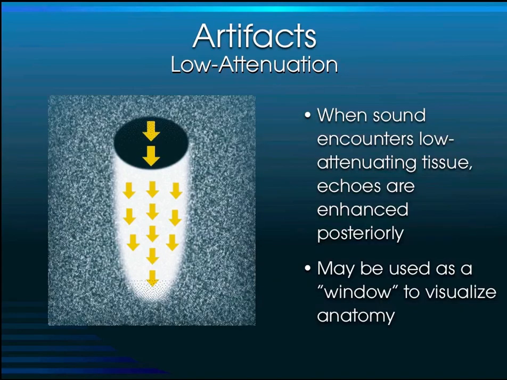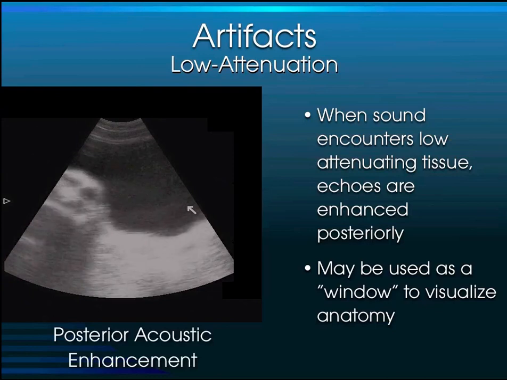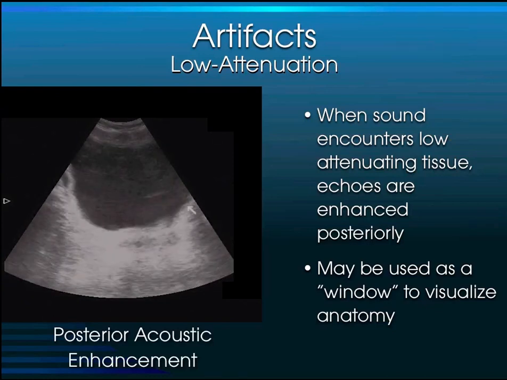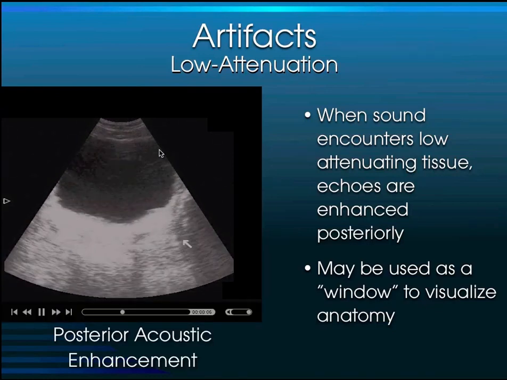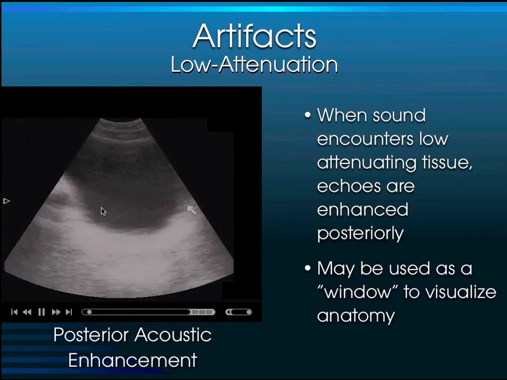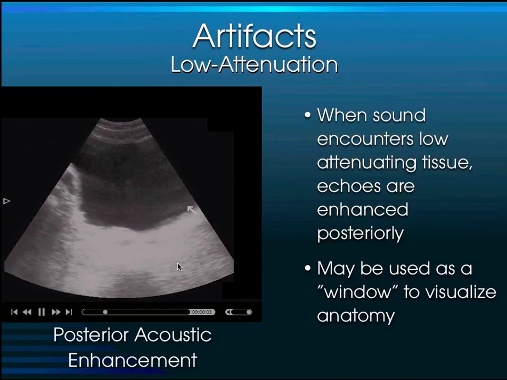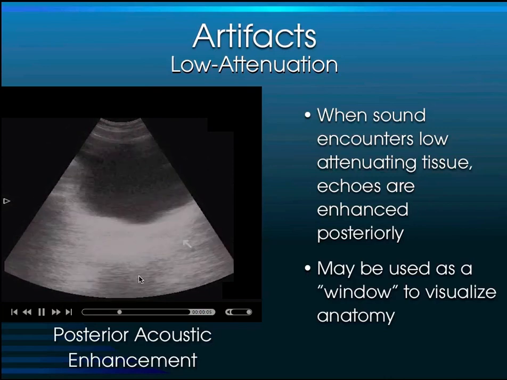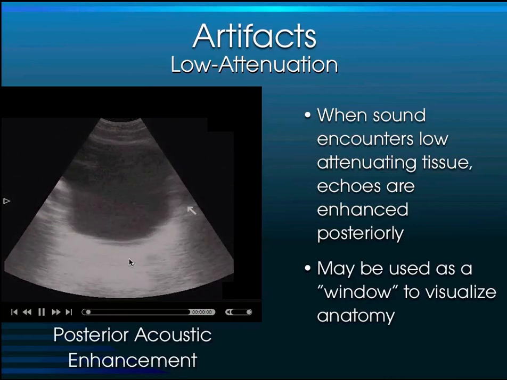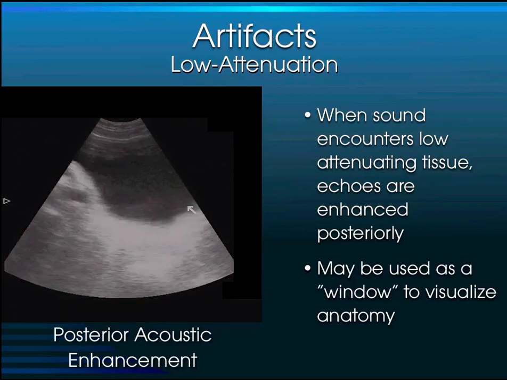Sometimes sound can travel through an organ very easily, such as fluid or water or the urinary bladder. When sound encounters this low attenuating tissue, the echoes behind it get enhanced posteriorly. That's the reason why we use the bladder as an acoustic window to visualize structures behind it. In this example, the anechoic bladder appears basically black on the screen, and structures behind it have posterior acoustic enhancement. Because of the low attenuating effect of the bladder, structures posterior to it are echo bright.